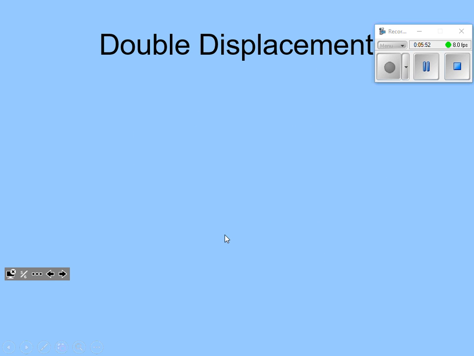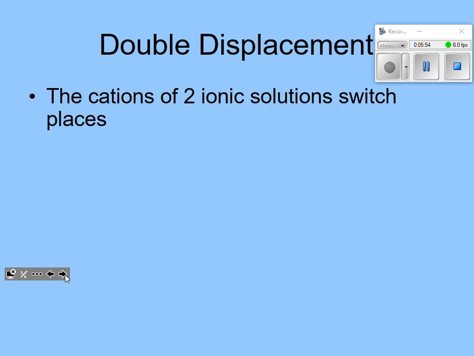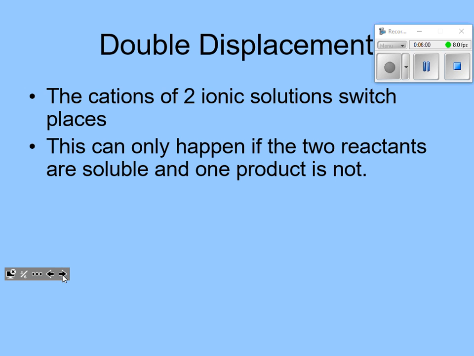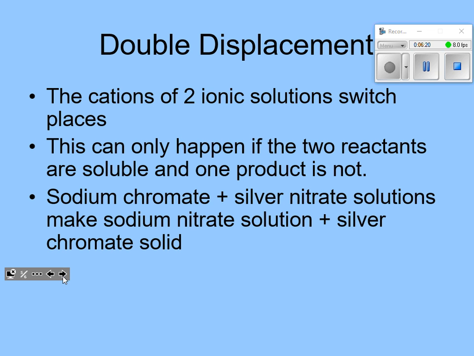Next type of reaction is called a double displacement reaction. This is when we have two ionic solutions, and there's going to be a switch that occurs in it. Just like single displacement, double displacement reactions don't always occur, and they have to abide by special rules that we will go over in future class periods. But to give you a brief introduction, double displacement reactions only happen if the two reactants are soluble, which means they're both solutions, and one of the products is not soluble.